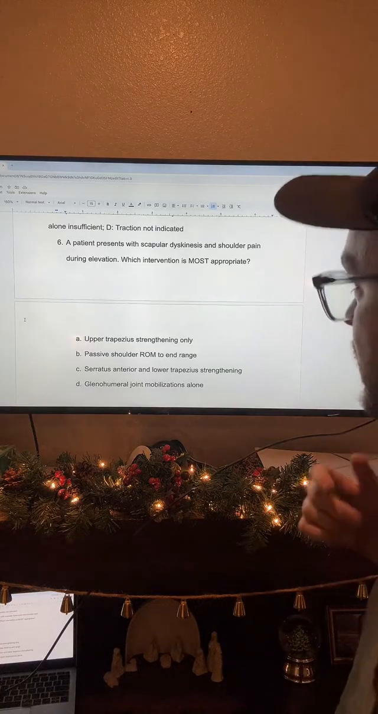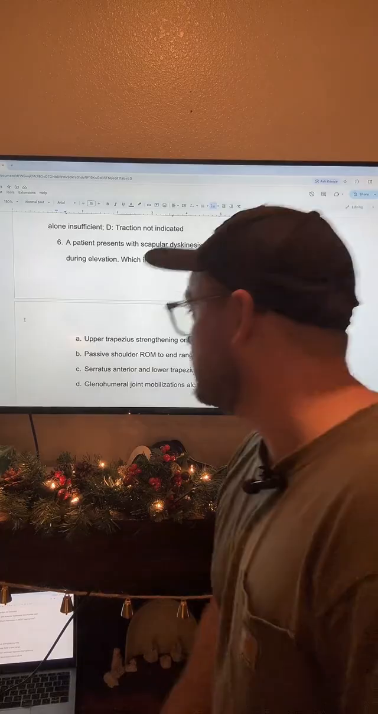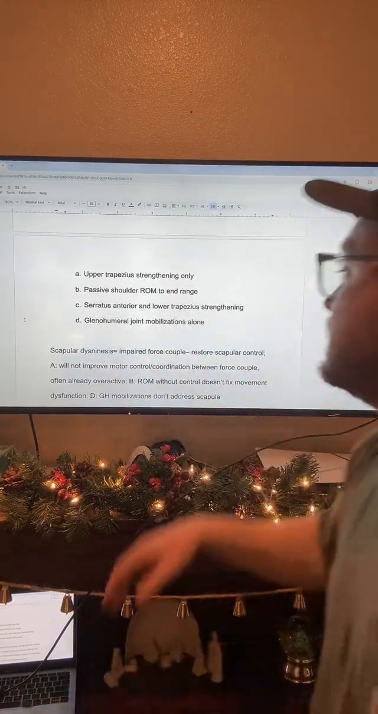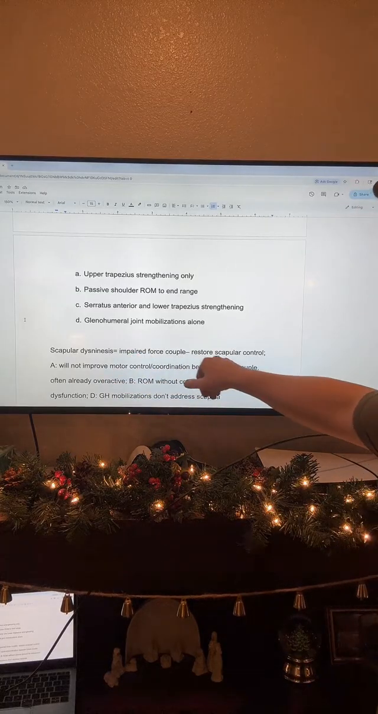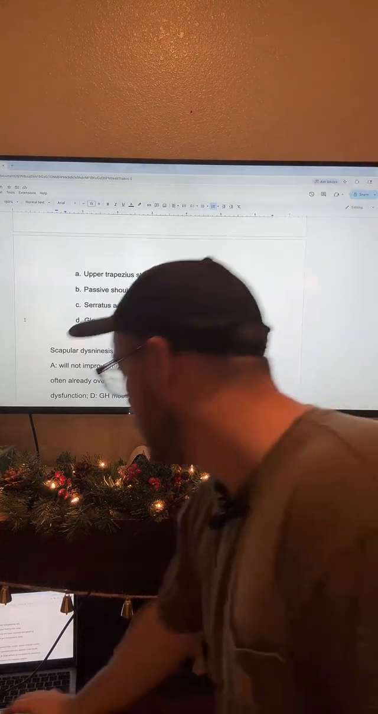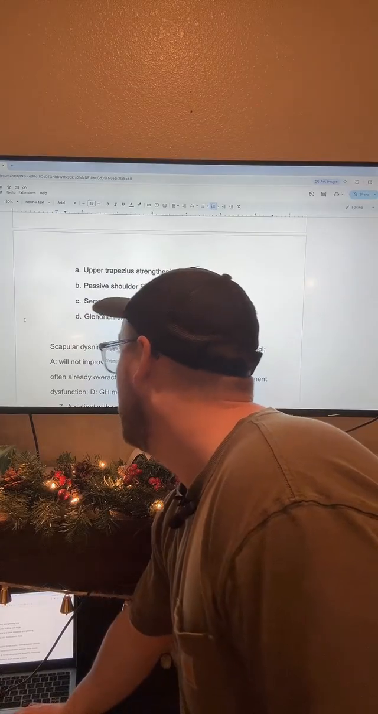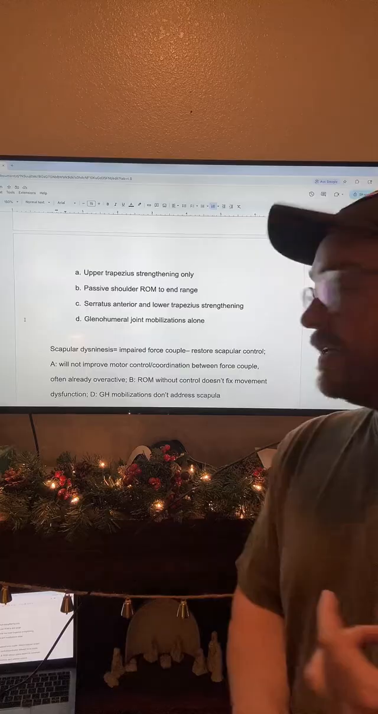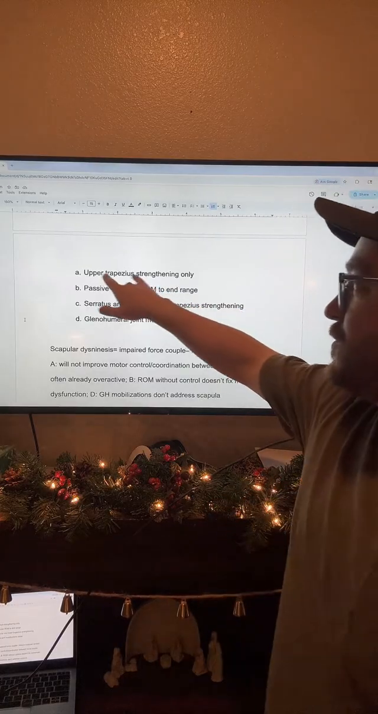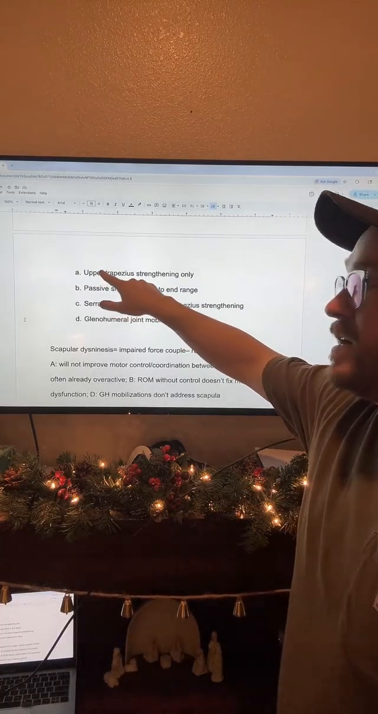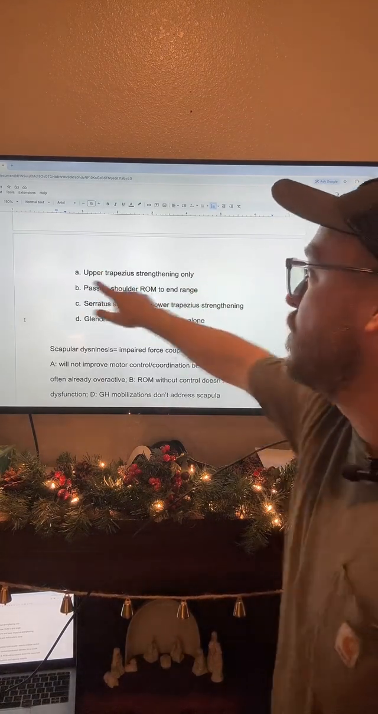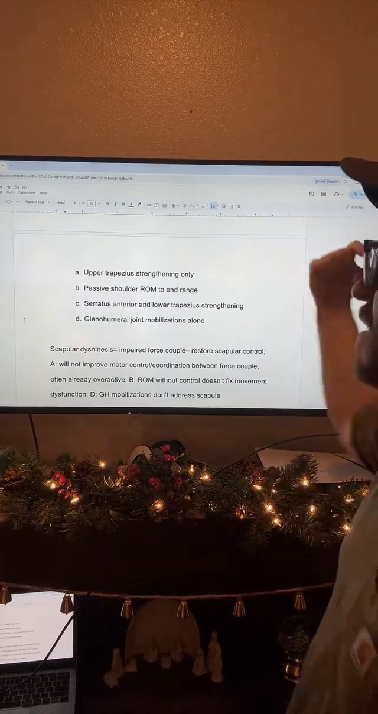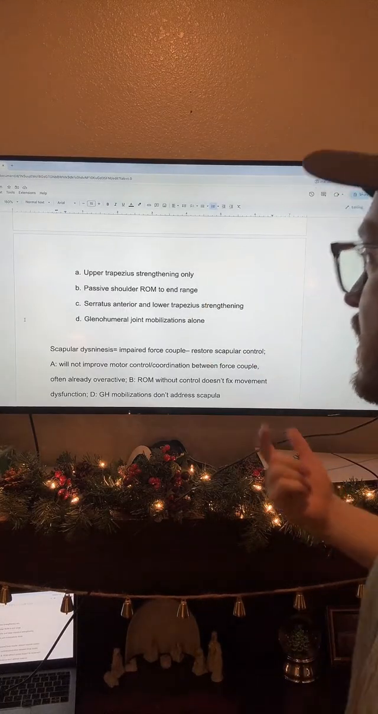And so, in most cases, let's go ahead and look at the answer. So, like I said, scapular dyskinesis is impaired force couples. You need to restore scapular control. So, if you're looking at A, that's not going to improve the motor control and coordination between your force couples because you're not asking the synergists to work with upper trapezius. You're just strengthening upper trapezius. And in most cases, upper trapezius is already going to be overactive.